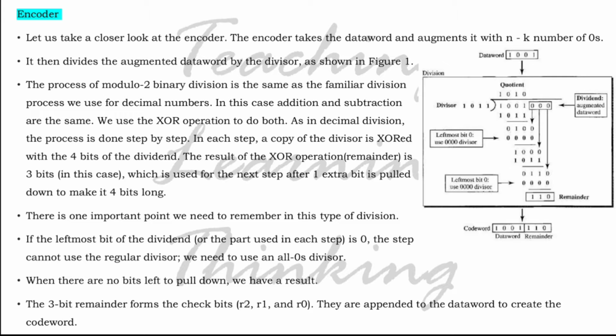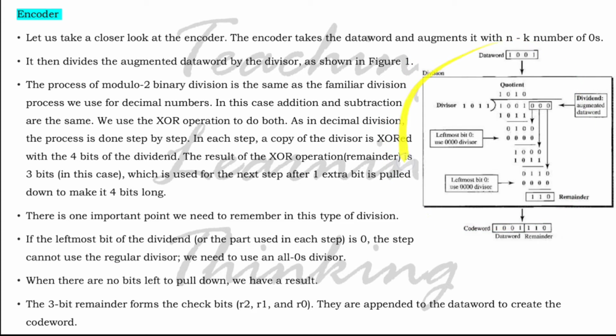The division is done step by step. In each step, a copy of the divisor is XORed with the 4 bits of the dividend. The result of the XOR operation, the remainder, is 3 bits in this case, which is used for the next step after one extra bit is pulled down to make it 4 bits long. So here is an example.